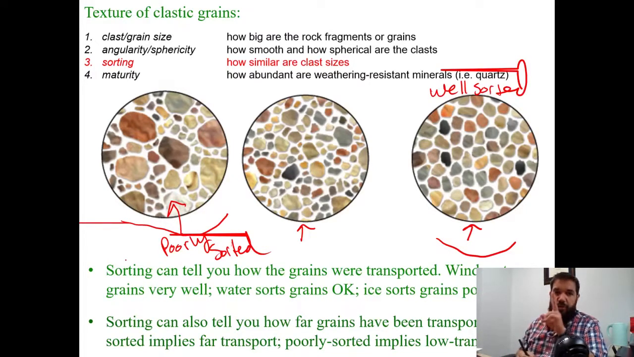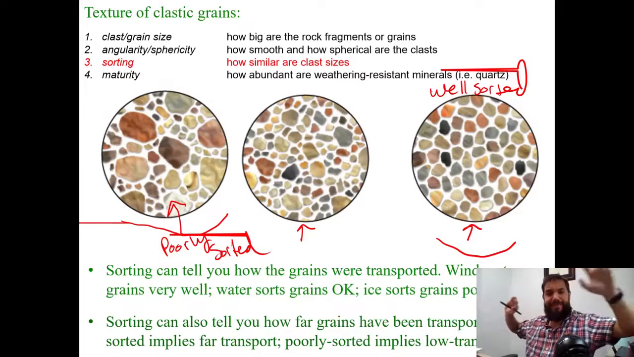Sorting can tell you two things. Okay. Well, first of all, let's answer question number 6. What does poorly sorted sediment look like? It means that it has a whole bunch of different grain sizes, everything from clay to sand to silt to cobbles.